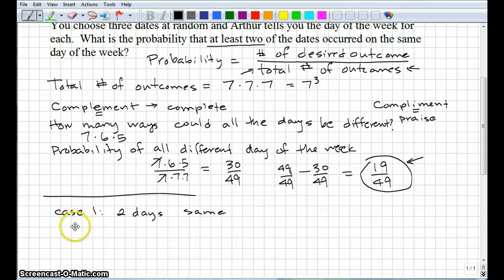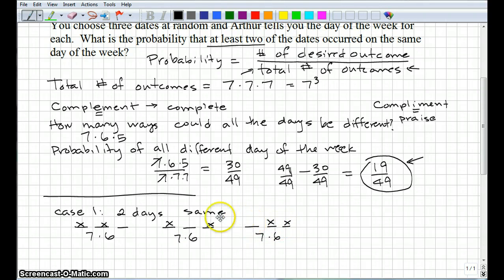So case 1, we have 3 days. I'm just going to put little blanks here. So we could have the first one and the second one be the same date, or we could have the first one and the last one be the same date, or we could have the last 2 be the same date. Okay? Now, how many different days could we choose for that same date? We'd have 7 choices for this X here. And then this one would be different because we're saying exactly 2 are the same. So this would be 7 times 6. And again, this one would be the same thing, 7 times 6, right? We have 7 choices for the X and 6 choices for the other one.